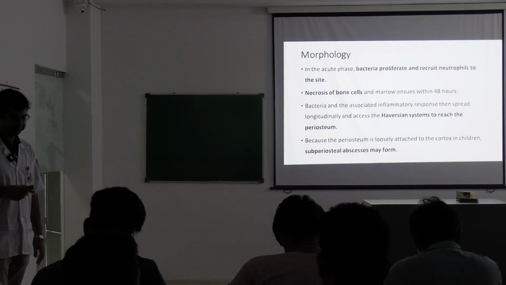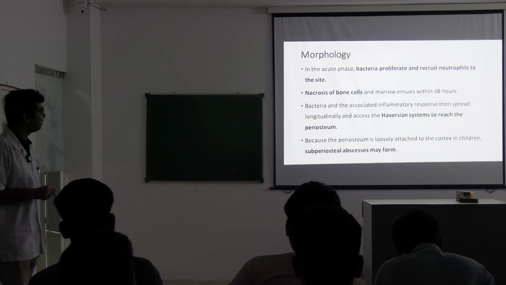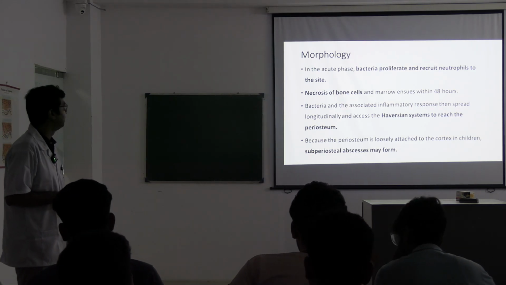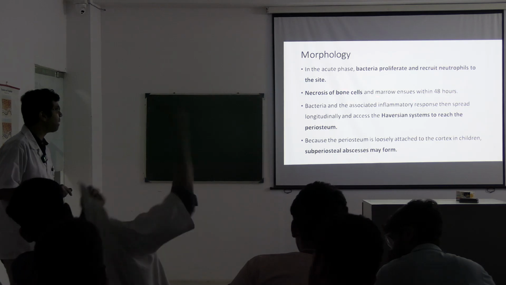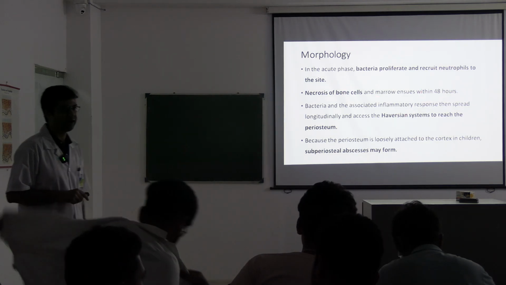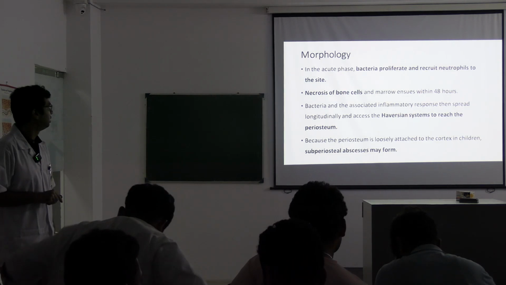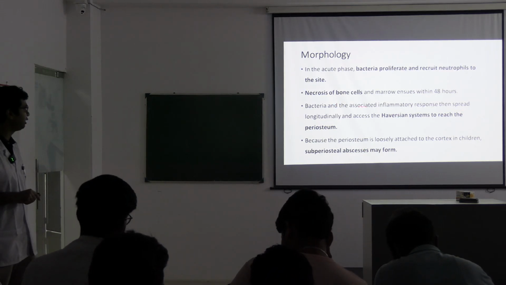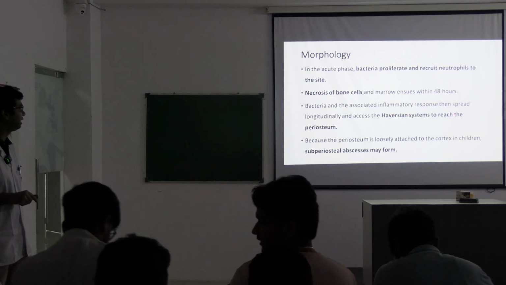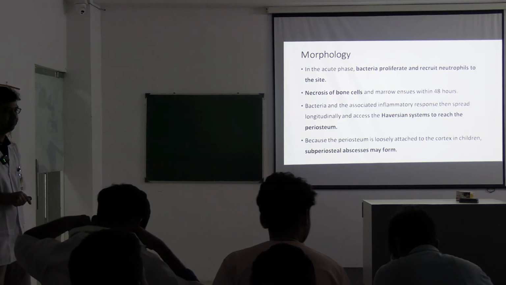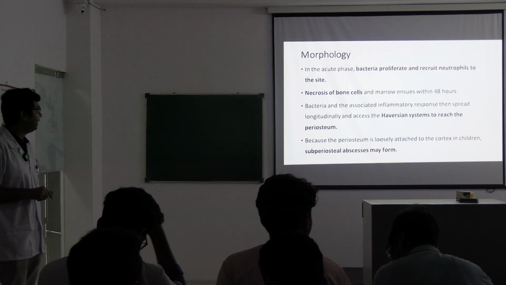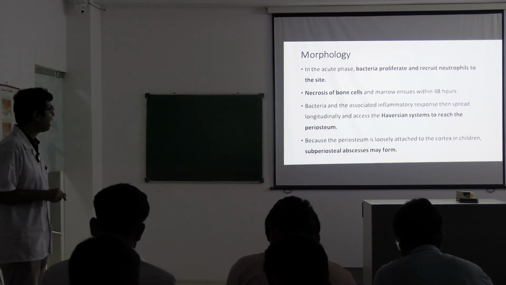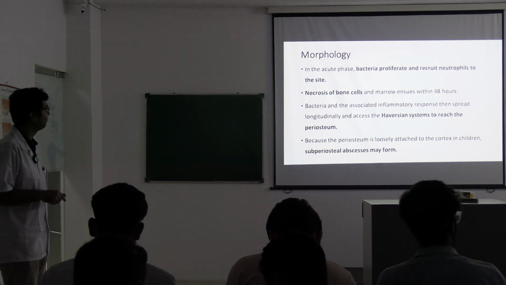Now the morphology. In the acute phase, bacteria proliferate and recruit neutrophils to the site. Necrosis of bone cells and marrow ensues within 48 hours. Bacteria and the associated inflammatory response then spread longitudinally and access the Haversian system to reach the periosteum. Because the periosteum is loosely attached to the cortex in children, subperiosteal abscess may form.